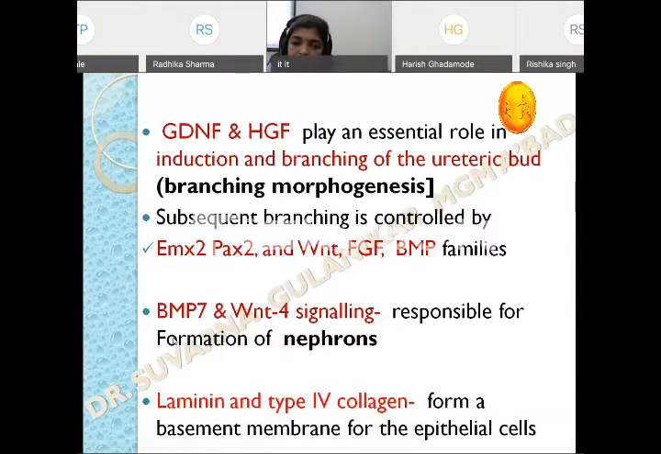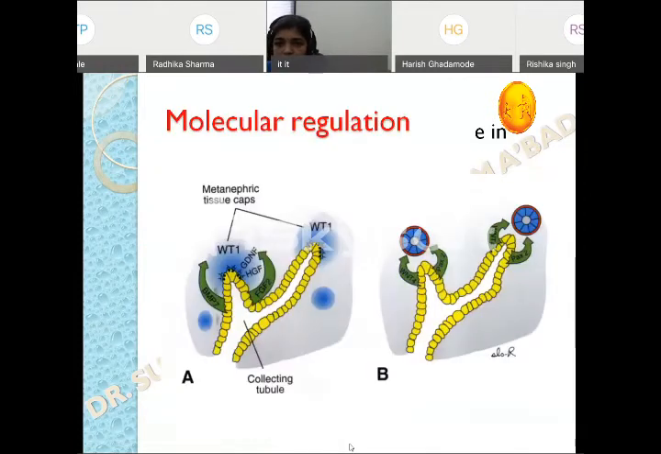In the same way, BMP7 and WNT4, these signals produced in the ureteric bud, are responsible for formation of the nephron, that is differentiation of the nephron. Two more factors, laminin and type 4 collagen, form the basement membrane. You know type 4 collagen is present in the basement membrane. So they help in formation of the basement membrane for epithelial cells.